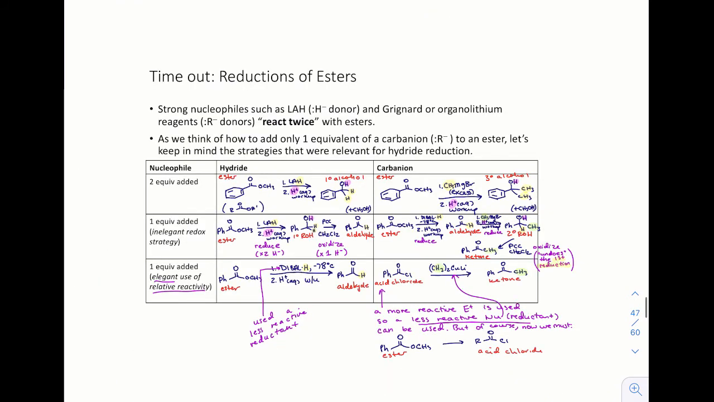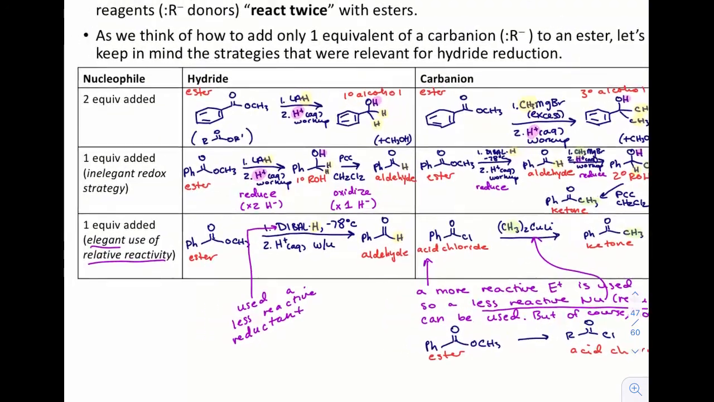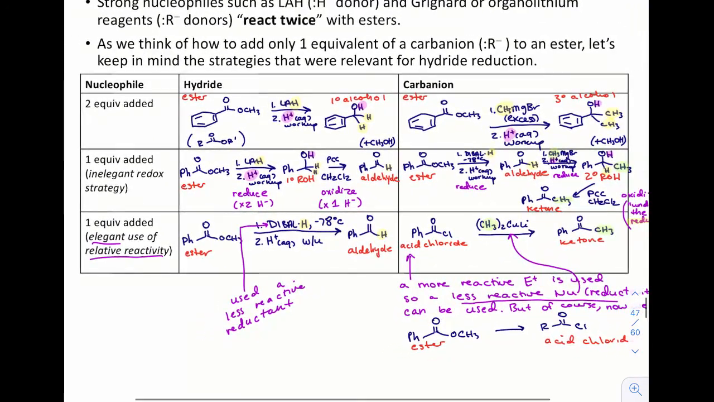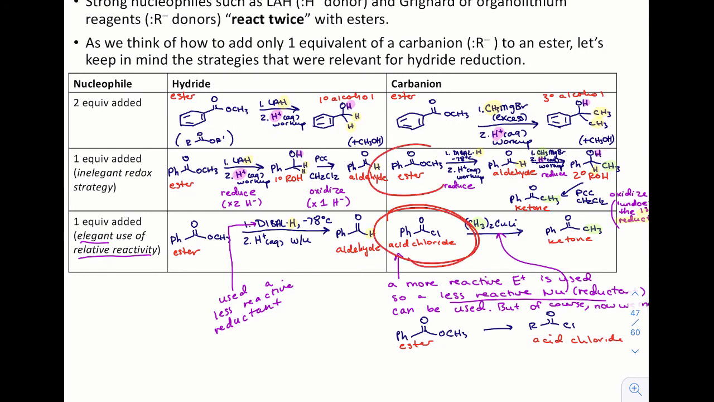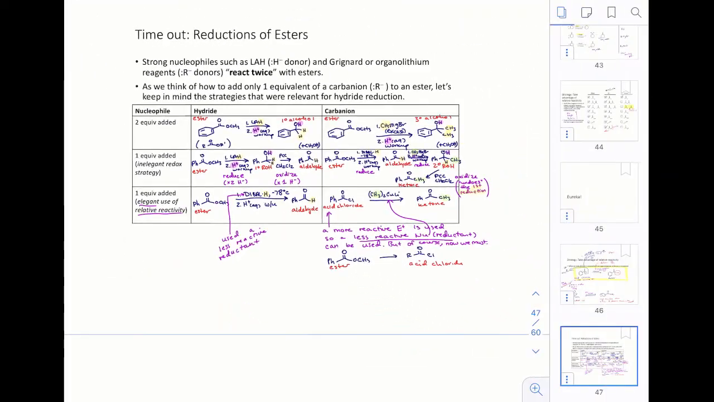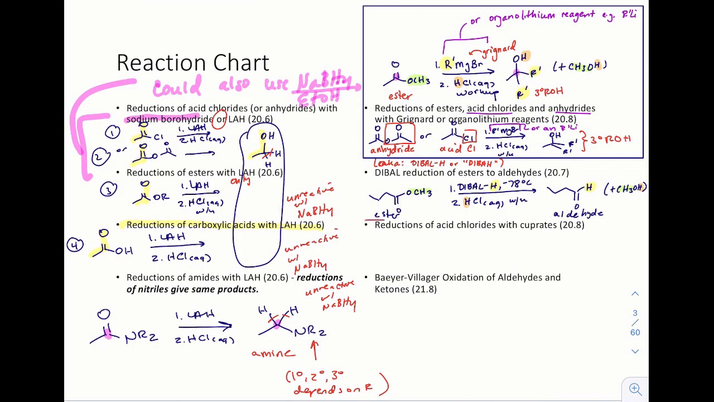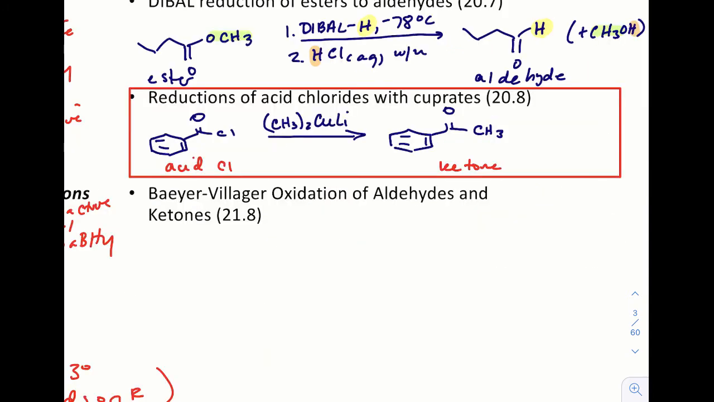Wonderful, so we have our elegant solution here. It's just don't use an ester. To add one equivalent of carbanion, we start with the acid chloride instead of the ester, and we use the less reactive cuprate. That was fun. Be sure to add this reaction to your chart. And choice of the cuprate, of course, depends on what R group is to be added to the acid chloride.